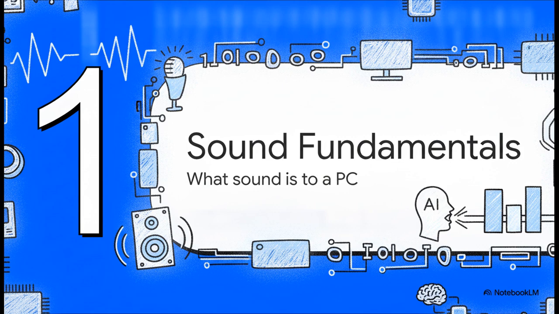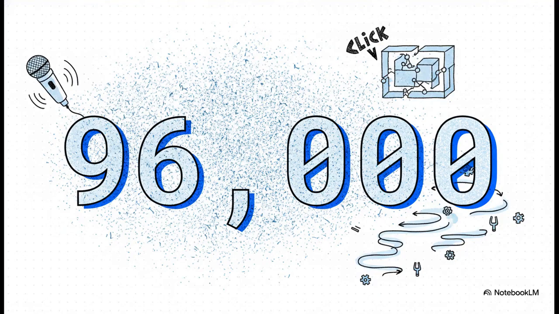Before we can teach a computer to speak, we have to understand what digital sound actually is to a machine. Fundamentally, sound is just air pressure changing over time. A microphone measures that pressure and literally just writes down a number. If we're using a standard 24,000 Hz sample rate, just 4 seconds of audio equals exactly 96,000 individual numbers.